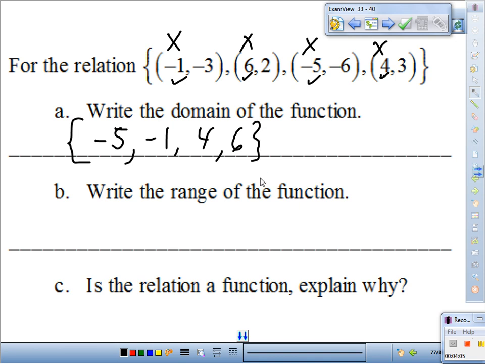Are we there so far? Next, we need to find the range. The range is all the y values. Y, y, y, and y. Once again, in ascending order. Which is the smallest one? Negative 6, comma, negative 3, comma, 2, comma, and 3.